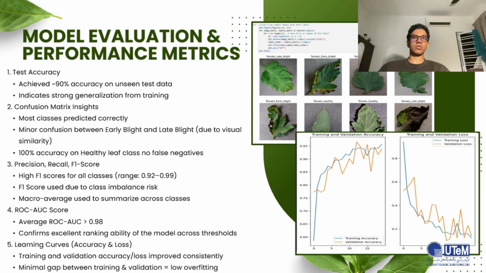We use the F1 score metric because it's more robust in cases of class imbalance. We also rely on macro averaging to treat each class equally, regardless of how many samples it has. And finally, for the ROC score, we have scores of about 0.98, and this confirms that the model has good, accurate classification at different thresholds.